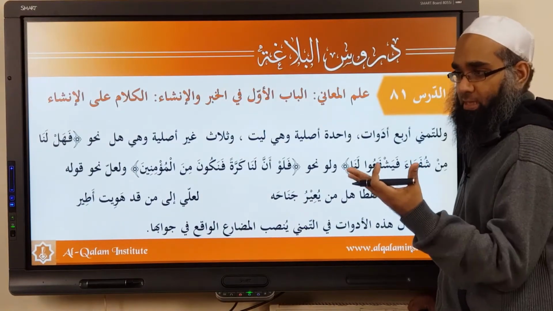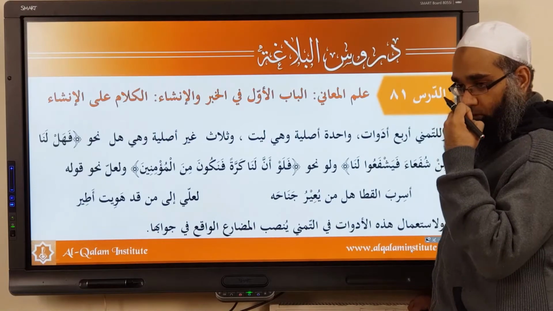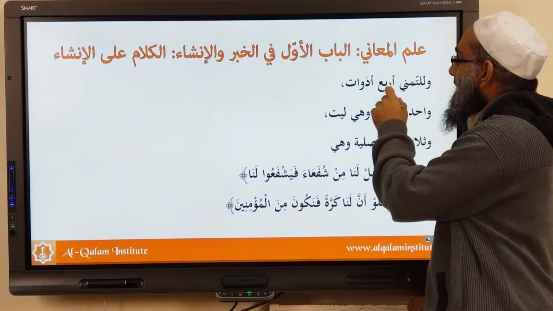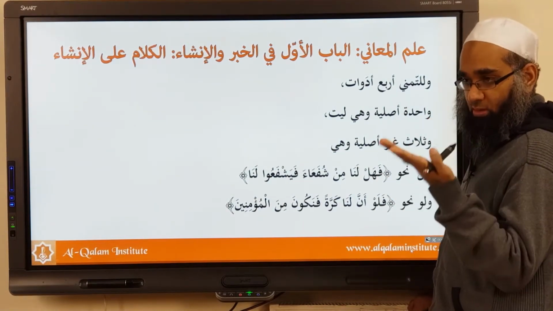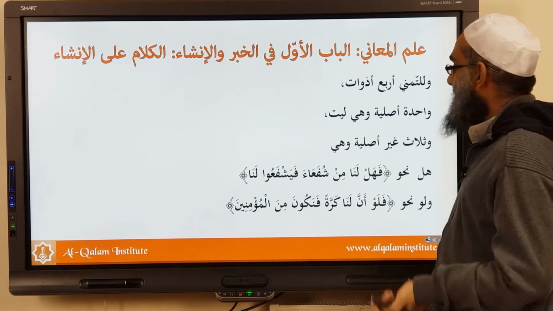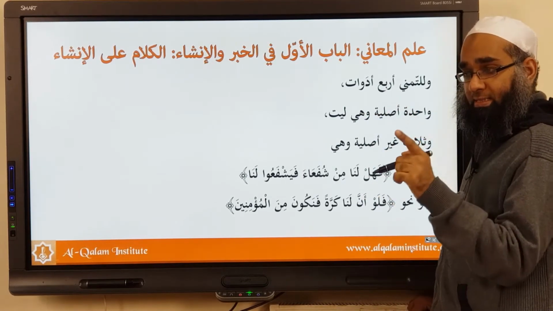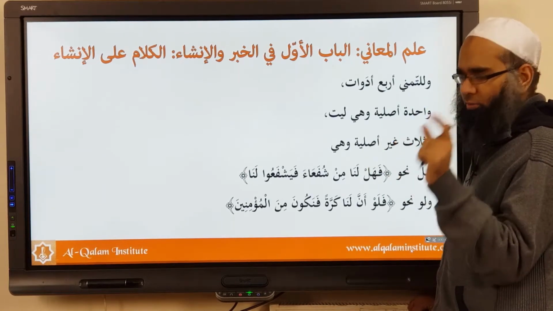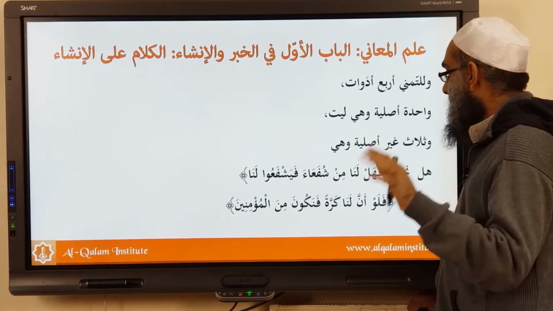Now moving on to the particles of tamanni. So we know what tamanni means, we know what tarajji means, but what particles do we use to express this meaning? وللتمني أربع أدوات. Tamanni has 4 particles. واحدة أصلية وهي ليت. One is the original particle, meaning the main and original particle for tamanni is layta. Layta is the only one for tamanni originally.